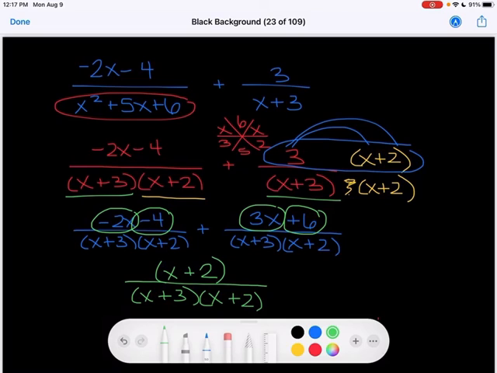But we've got a common factor on top and bottom. So that means I can cancel that common factor. Now be careful, there is still an understood 1 on top. And then we've got an x plus 3 in the denominator. So our final answer here would be 1 over x plus 3.